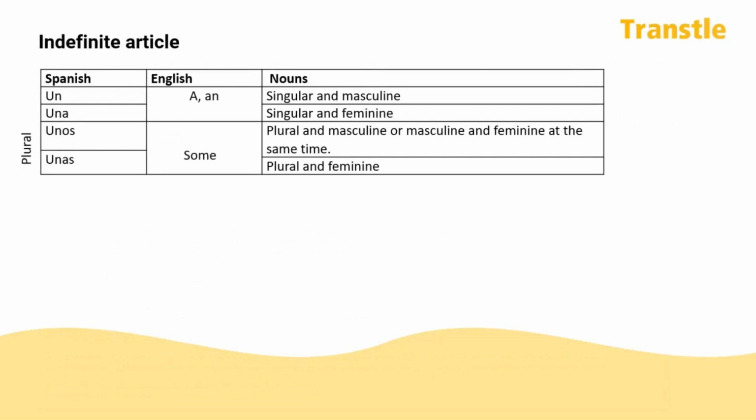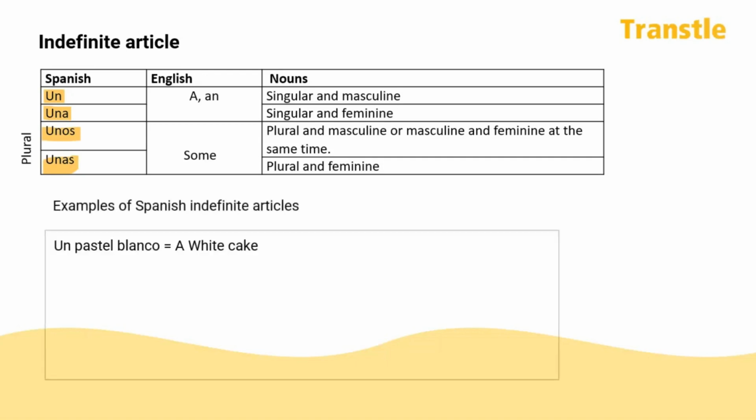Indefinite articles are the words we use to say a, an, and some in English. Un and una mean the same thing but un accompanies singular and masculine nouns, and una accompanies singular and feminine nouns. The plural forms of un and una are unos and unas. Both mean some. Unos accompanies plural and masculine or masculine and feminine nouns at the same time. And unas accompanies plural and feminine nouns.